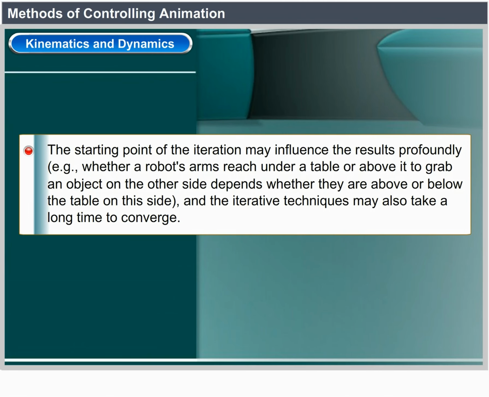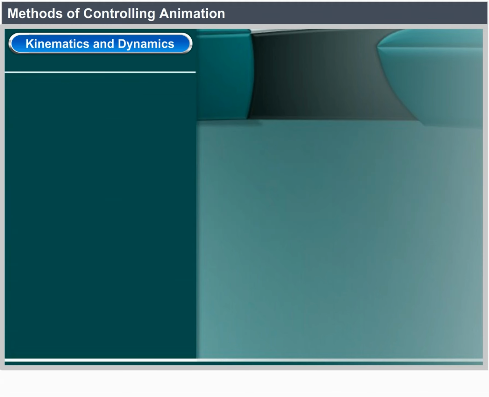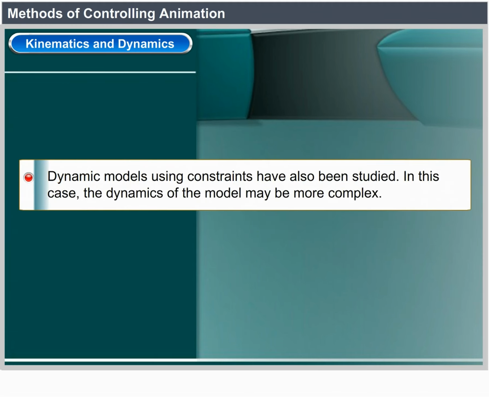For example, whether a robot's arms reach under a table or above it to grab an object on the other side depends on whether they are above or below the table on this side, and the iterative techniques may also take a long time to converge. Dynamic models using constraints have also been studied. In this case, the dynamics of the model may be much more complex.